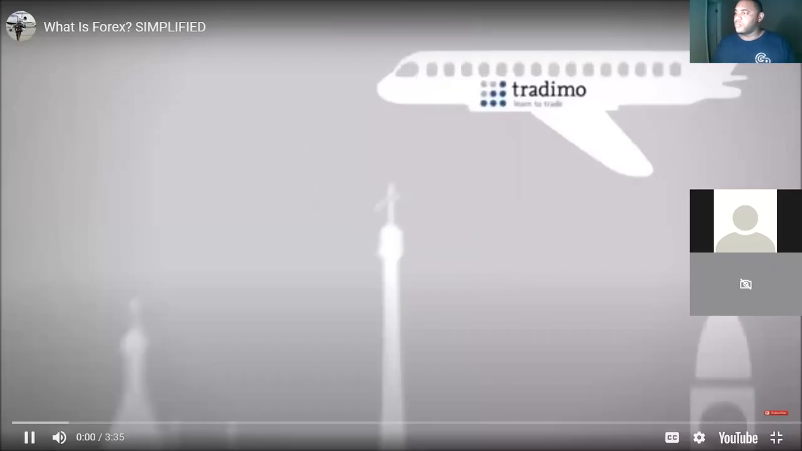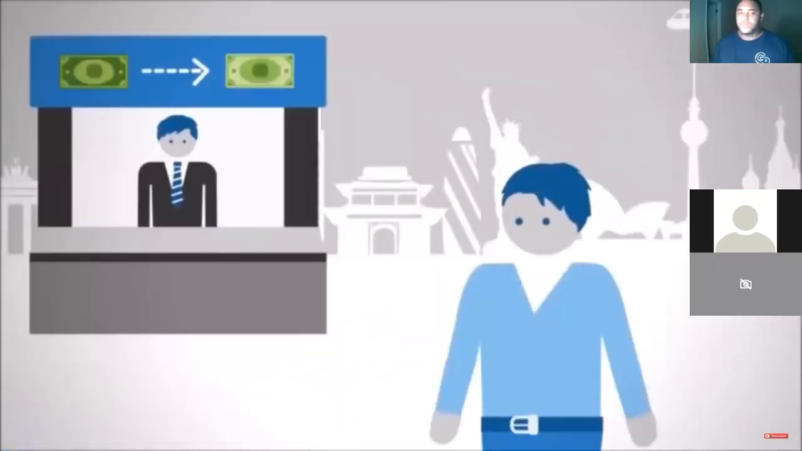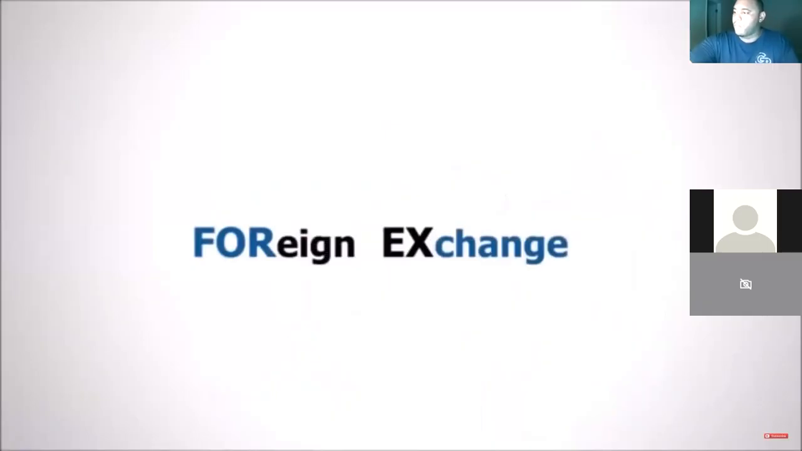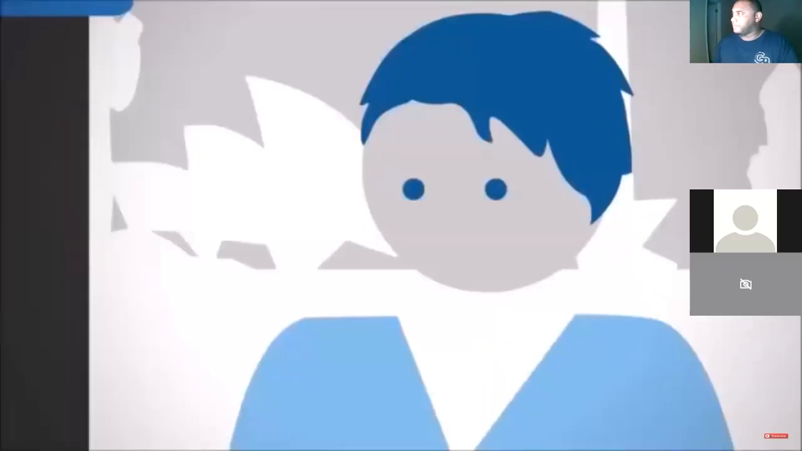If you have ever traveled to a foreign country, you may have needed to exchange your money. If so, you have already participated in Forex trading. Forex is the short form of foreign exchange. Well, Forex is a bit more than that.